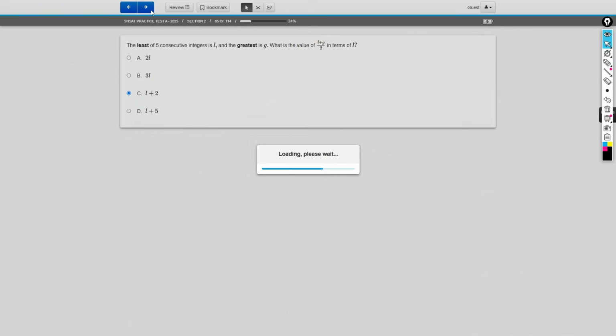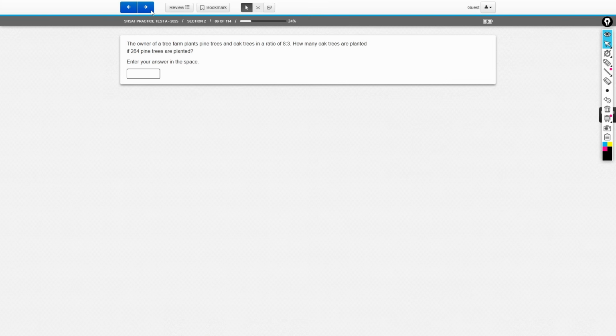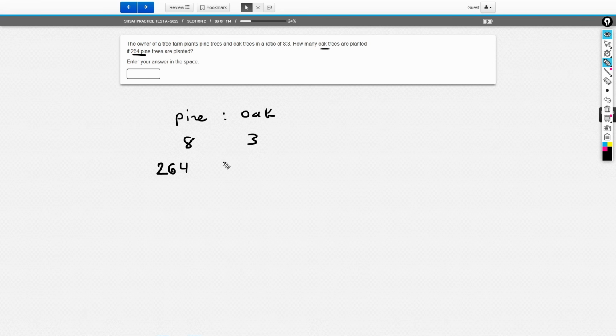All right, moving on. It says that the owner of a tree farm plants pine trees and oak trees in a ratio of 8:3. Oh, more ratios, guys. So here we have pine trees to oak trees in a ratio of 8:3. How many oak trees are planted if 264 pine trees are planted? So if 264 pines exist, that means that X oak trees have to exist.